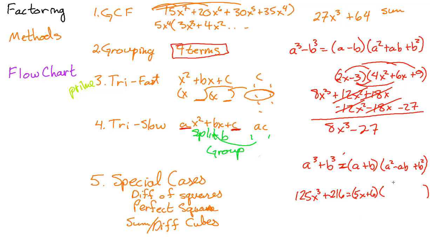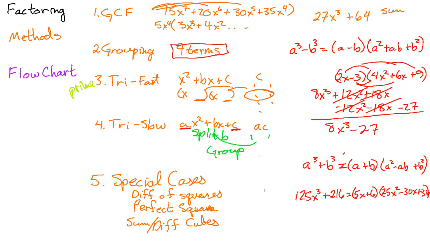5x times what would give me 125x cubed? Well, 25x squared would. And over here, 36. If this is 6 times 6 times 6, there's one of them. There's the other two. And then all I have to do is remember opposite sign, that guy times that guy, 30x. And that's actually what you can do instead of memorizing all these formulas.